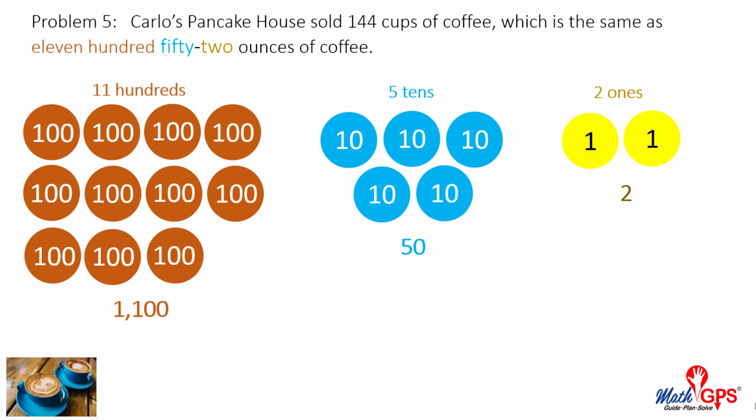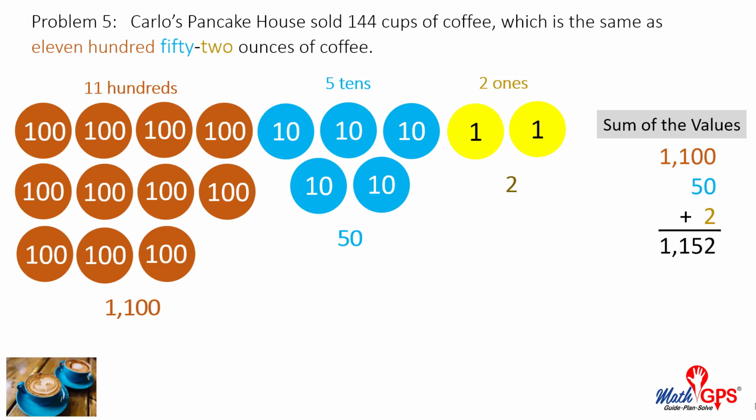10, 20, 30, 40, 50. The value of the tens is 50. For the value of the ones, we would count by ones. 1, 2. The value of ones is 2. To compose this number, we take the values and we add those. 1,100 plus 50 plus 2 equals 1,152. Carlos Pancake House sold 1,152 ounces of coffee. Now let's look at it in a place value chart.